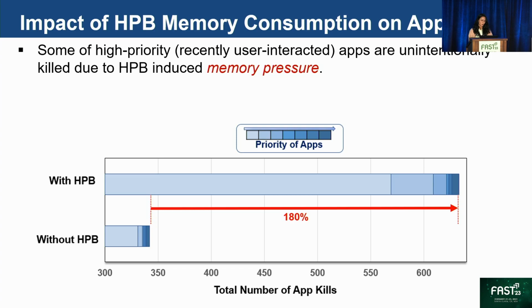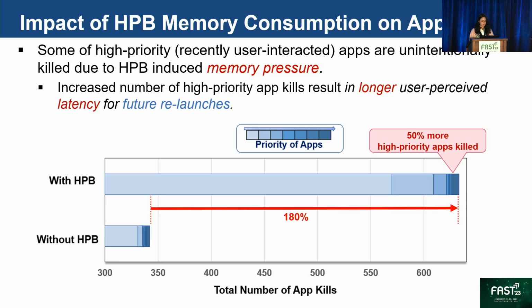As expected, when HPB is integrated, a greater number of apps and a higher proportion of high priority apps got killed by LMKD, where HPB led to 180% more of the total number of app kills and specifically led to 50% more of high priority app kills. Such app kills could result in a longer user-perceived latency for their future relaunches.